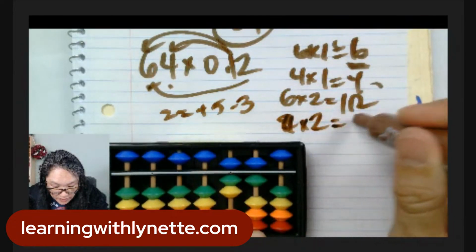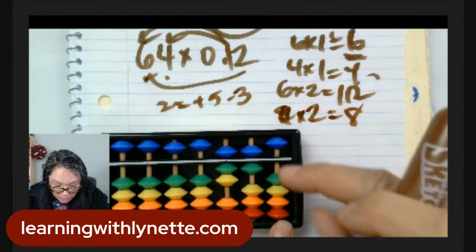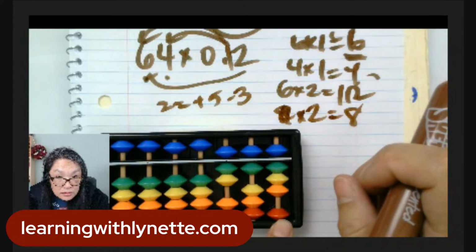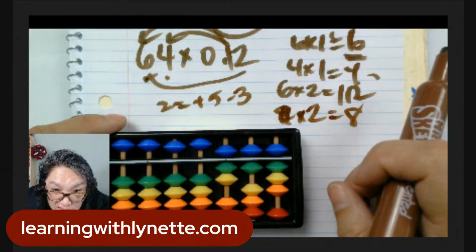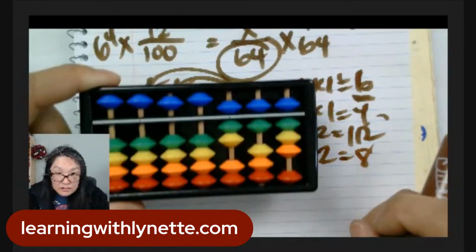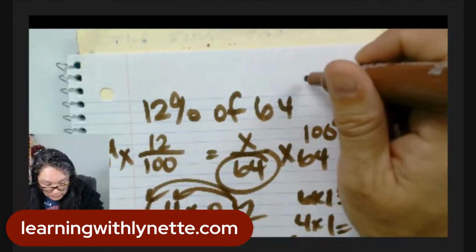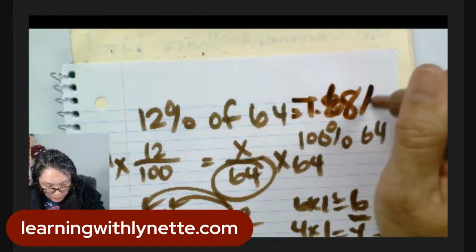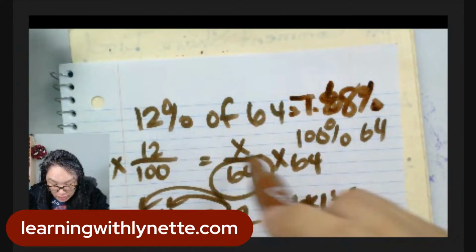And then, 4 times 2 is 8. 8 is a single digit. I go back 1 column and I add the 8. So my final answer is 7.68. 7.68%.